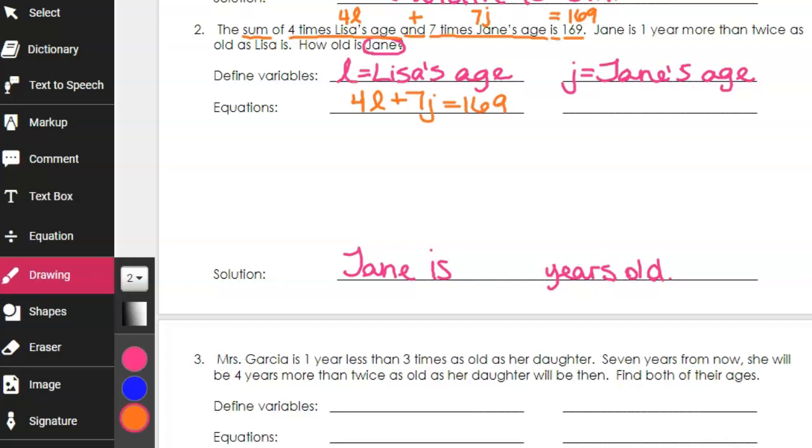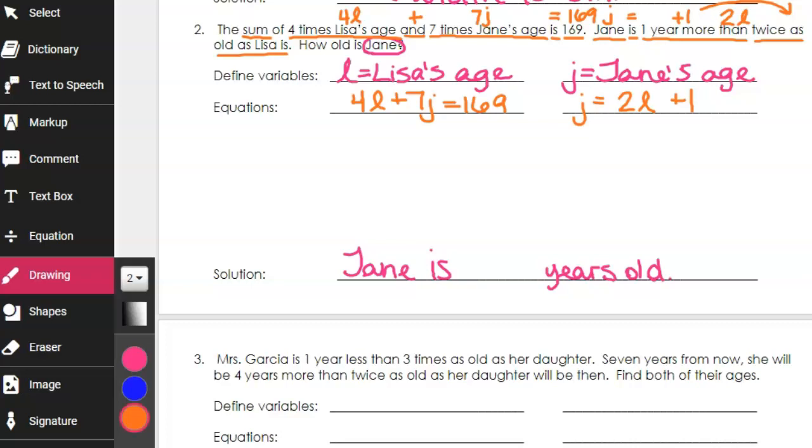It also goes on to say that Jane is 1 year more than, so plus 1 but at the end of an equation, twice as old as Lisa is. So twice L. So that sentence is that Jane is 1 year more than twice Lisa's age. If you have 1 year more than or 1 year less than, that means you add or subtract 1 at the end of your equation.